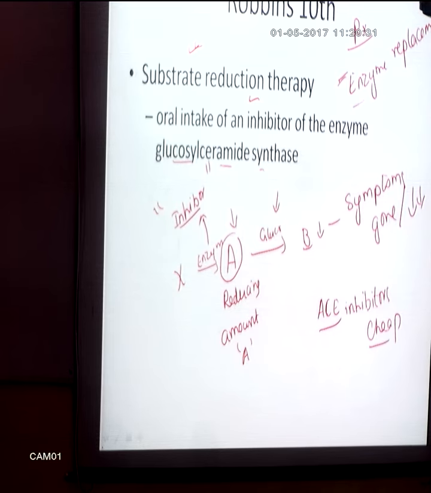But to replace an enzyme, it needs very strict conditions because enzymes are degraded very fast. So this is very costly. It's not possible for any family to have a lifelong enzyme replacement. So I have an enzyme inhibitor. It's as cheap as an ACE inhibitor. So it's a good alternative option. So substrate reduction therapy is tried in Gaucher's.